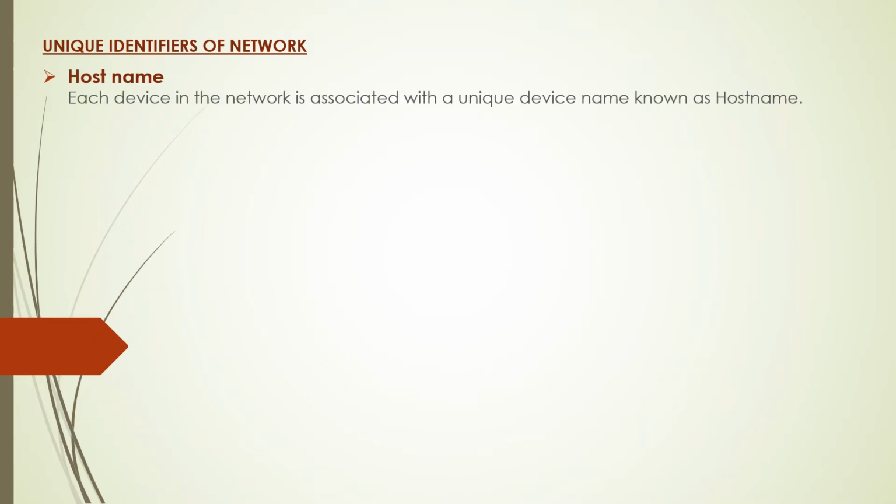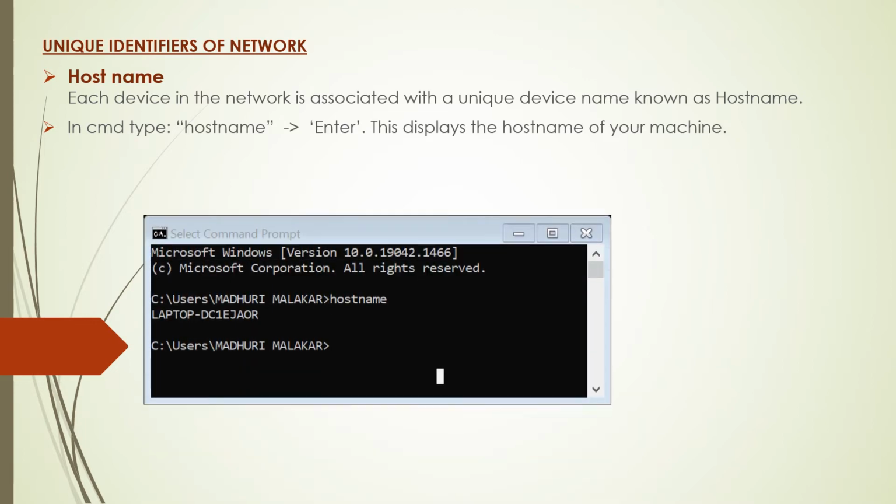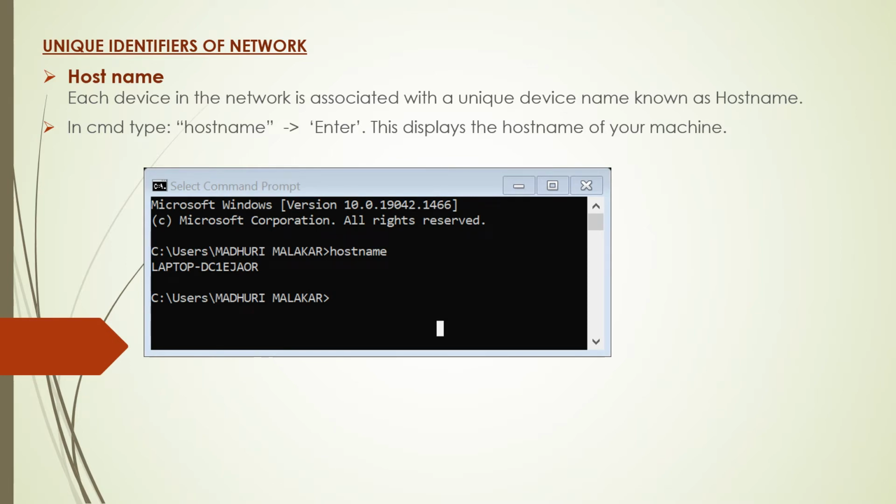Now let's talk about a few of the unique identifiers of a network. First is the host name. What is a host name? Each device in the network is associated with a unique device name, and that is termed a host name. While using the command prompt, if we type hostname followed by enter, it displays the host name of our machine, as you can see in the screenshot provided.